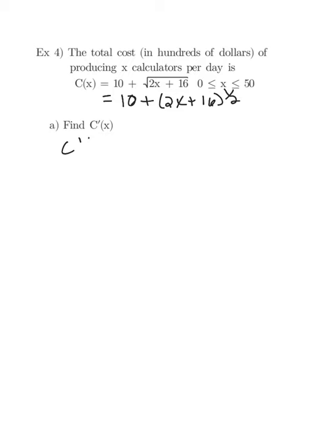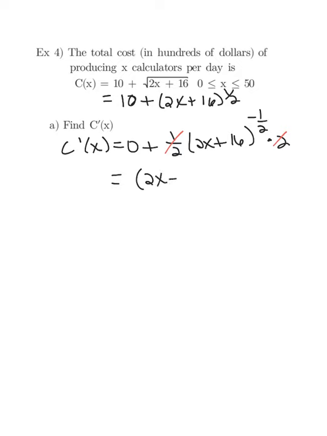Finding c prime of x, then, the derivative of 10 is 0. Plus, bring the 1/2 to the front, leave the inside the same, 2x plus 16. 1/2 minus 1 is negative 1/2, times the derivative of the inside, which is 2. Cleaning this up a little bit, 1/2 times 2 is 1. We don't need to write down the 0. So our derivative is just the quantity of 2x plus 16 to the negative 1/2.